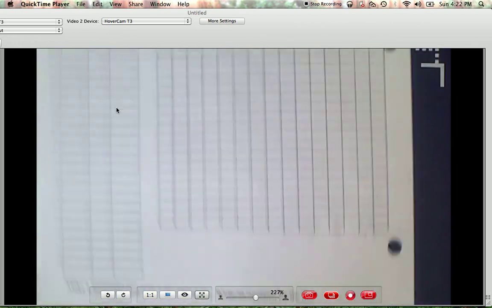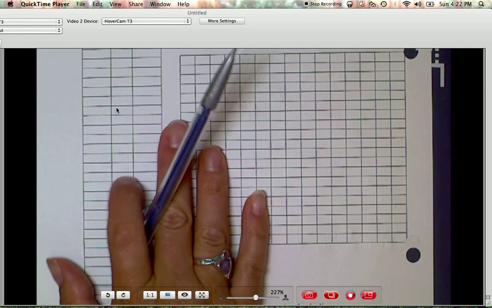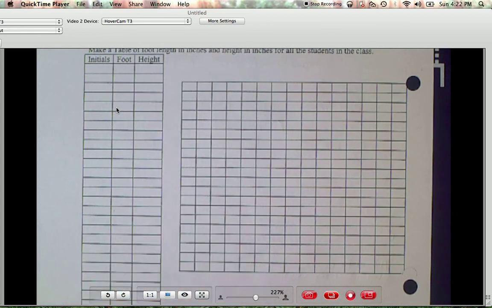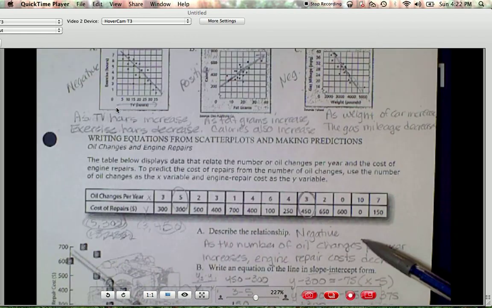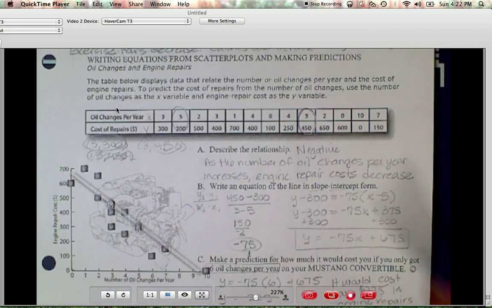Tomorrow, we will do an activity in class where we will measure foot length in inches and your height in inches, and we will graph those and write an equation of that in class. So please make sure that if you don't completely understand this, go back and listen to it again and watch it again until you're confident that you know how to do this.